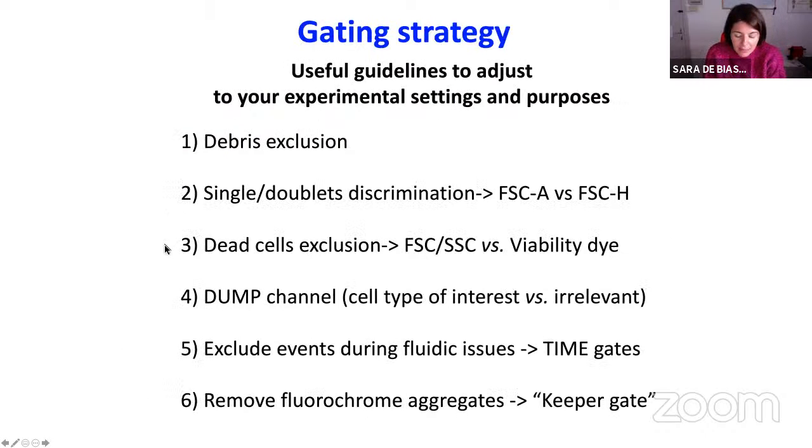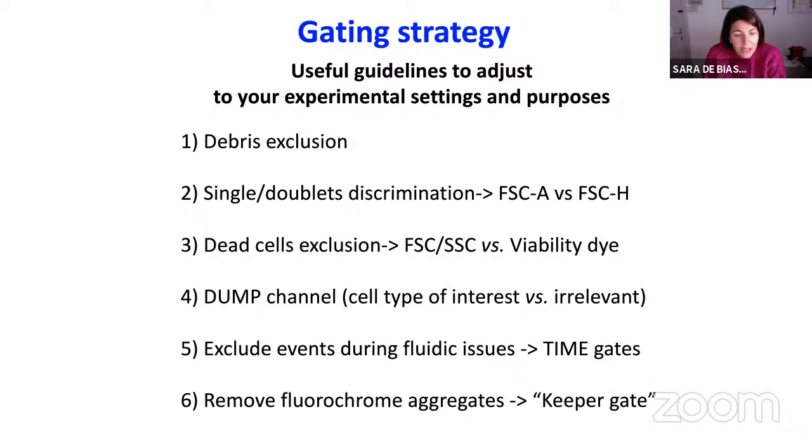So these are the main rules of the gating strategy you have to follow in order to clean your data and find the population of interest. First of all, you have to perform the debris exclusion. So you have to remove all the debris from your analysis. You have to perform the singlets and doublets discrimination by using, for example, one dot plot of forward scatter area versus height, and you can also use the width. You have to exclude dead cells if you are working with, for example, a thawed PBMC. So you have to use a viability dye.